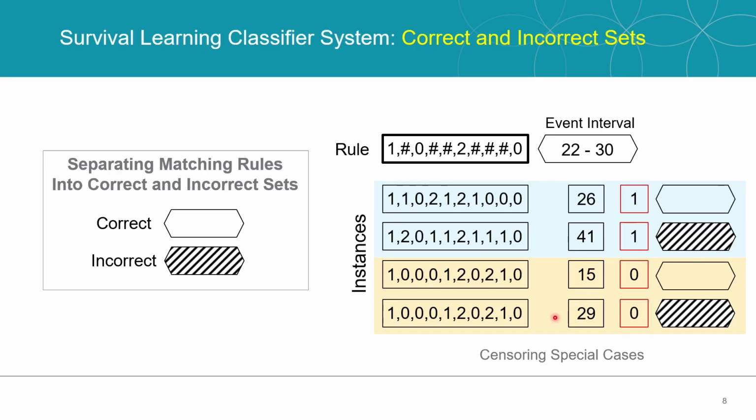And lastly, if the time point of a censored instance falls within the event interval range, we also assign it to the incorrect set. Now this is a bit of an assumption being made by Survival-LCS, but we're basically speculating that the actual event time was unlikely to have fallen within this event interval, but more likely afterwards.